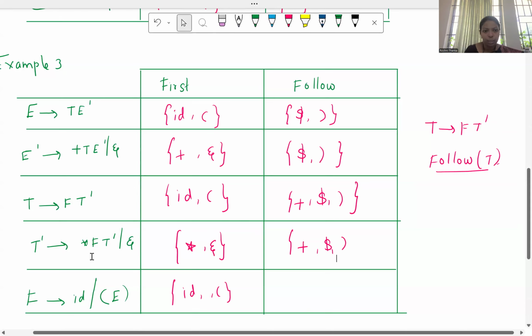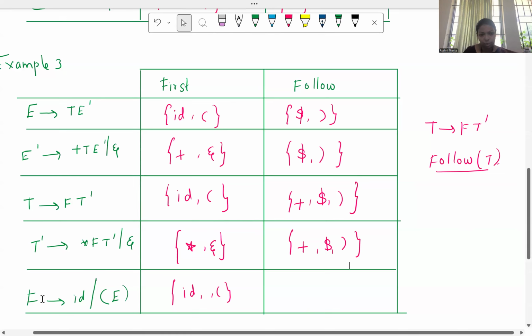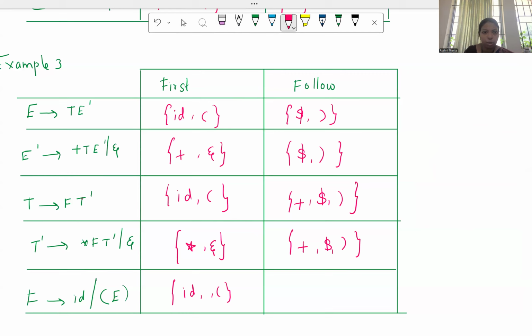So this is done. And here also we have T dash. After T dash, nothing is there, right? So you have to say the follow of T dash. That is what we are finding. So nothing. That's it. Now the last one, F. Have to see all the productions where F is coming in the right hand side. So here is one F.